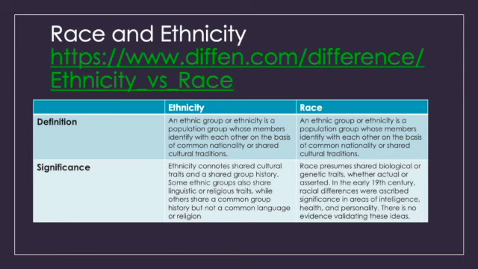I want to bring up this idea of ethnicity versus race. I did bring up ethnic groups, and some of us in the course know specifically which ethnic group we belong to. And some of us lean a little closer into race. But I also want to point out that as you see in the lower column, and I hope that you've taken this time to look at this, race presumes shared biological or genetic traits, whether actual or asserted. In the early 19th century, racial differences were ascribed significance in areas of intelligence, health, and personality. There is no evidence validating these ideas, right?